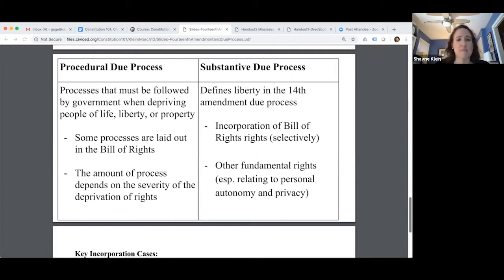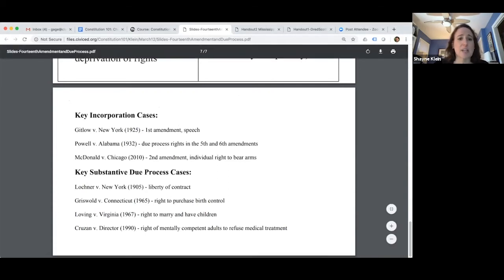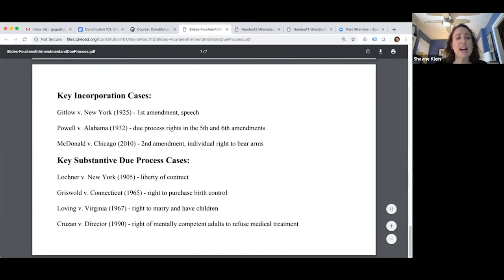So I'm going to start with incorporation, which is the idea that your Bill of Rights rights are protected both against infringements by the federal government, but also through the 14th Amendment against infringements by the state government. So if we scroll down, Mark, to the next slide, just listed a few. There are a lot more incorporation cases, but cases where the court basically started to say, starting with Gitlow in 1925, look, you have protections against your state government infringing your rights.